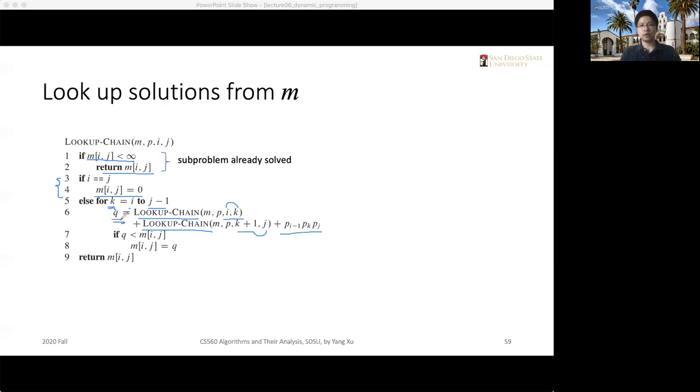And we will store that result if q has the smallest value. Okay, so q will be stored to the matrix entry mij. Okay, because the mij is initially infinity. So in the first iteration of this for loop, whatever q value is, it's always smaller than infinity. So q will always be stored. In the next iteration, if q is smaller, then the entry mij will be updated. Okay. And as a result, this entry will be returned to the previous function that called this lookup chain function.